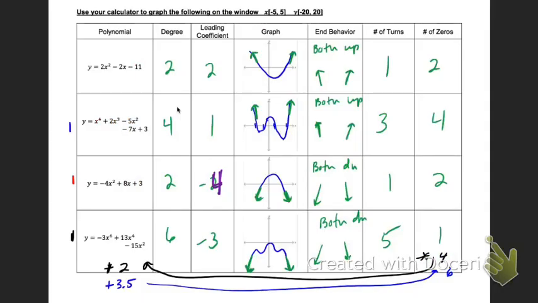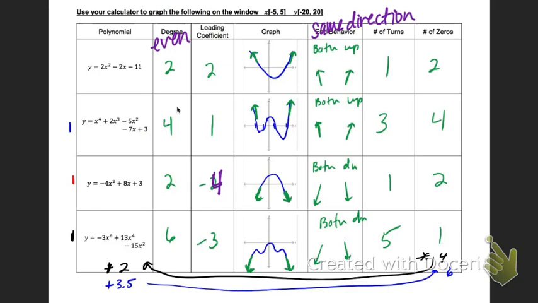So, first page, what do you notice, first of all, about all of the degrees? They are all even. Why? 2, 4, 6. Also, what do you notice about the end behaviors? They're all the same. They're going in the same direction. So if they're even, then they're in the same direction. Yes. What's another thing? Some of them are up and some of them are down. What do you think that's connected to? The negative. The leading coefficient.